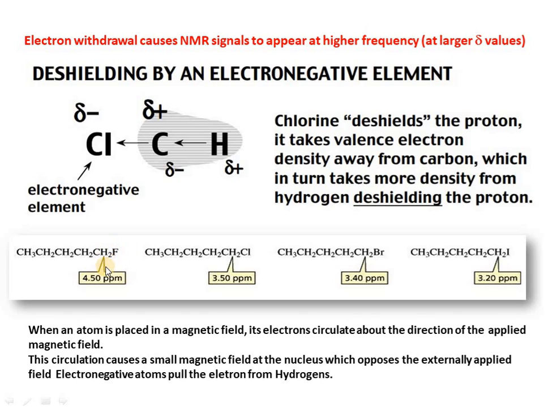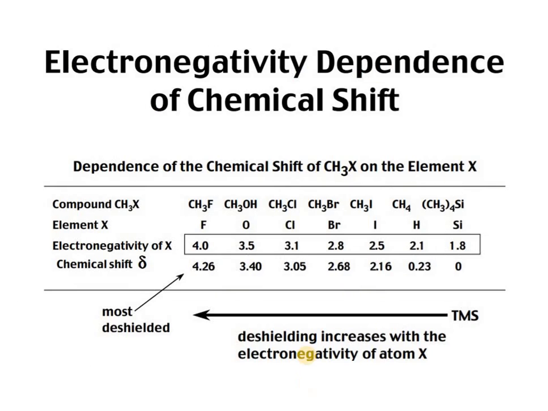that is towards the downfield. So in general, when an atom is placed in a magnetic field, its electrons circulate about the direction of the applied magnetic field, and this circulation causes a small magnetic field at the nucleus which opposes the externally applied field. This small magnetic field is the induced magnetic field, and it pulls electrons from hydrogens. So the electronegative elements cause withdrawal of electrons, by which the downfield shift of the proton signal takes place.